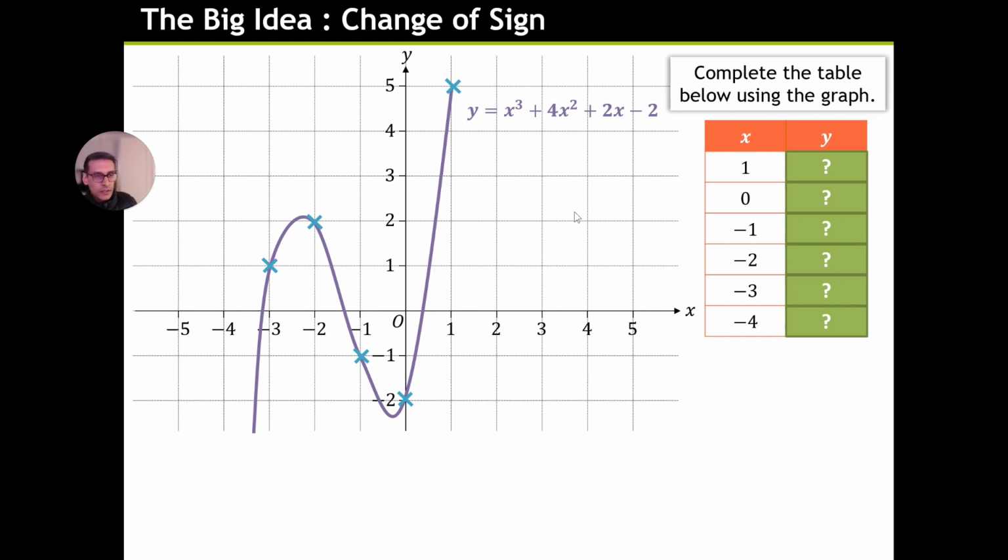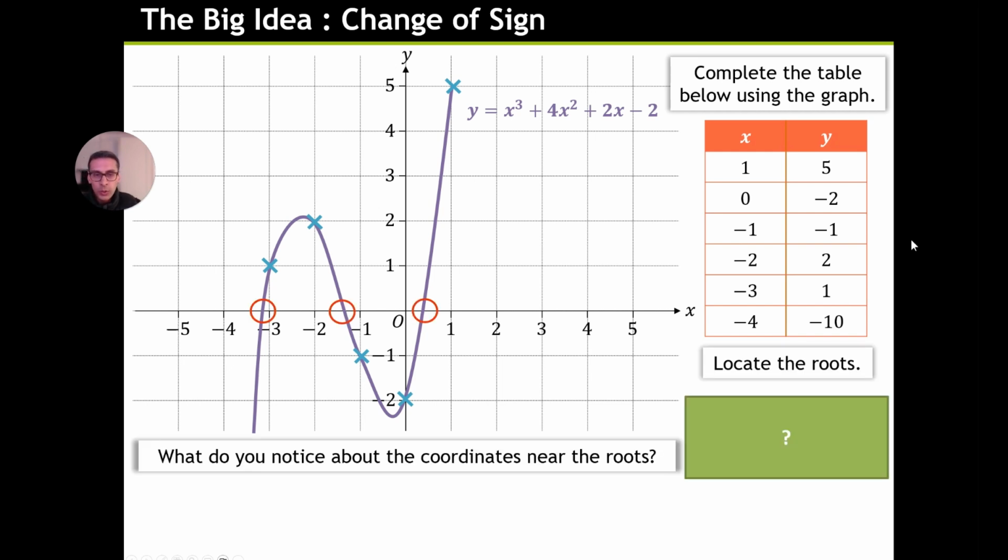Okay, pause the video if you need some more time, but here are the values that you can read off the graph. They're quite nice to read. What we want to do is locate the roots. Now we can see that the roots are the 3 circled coordinates on the graph here. And what do you notice about the coordinates next to the roots?